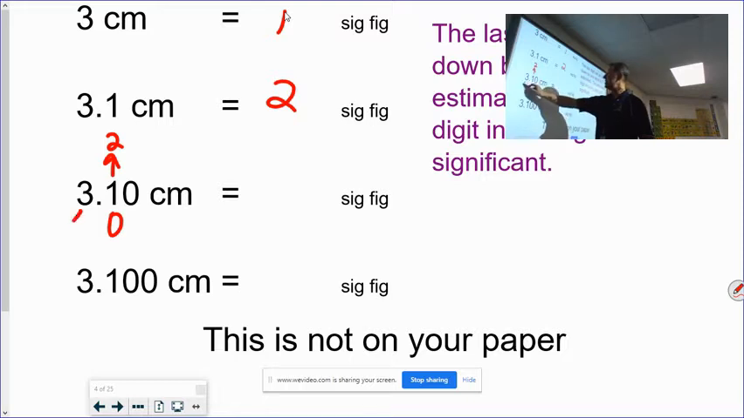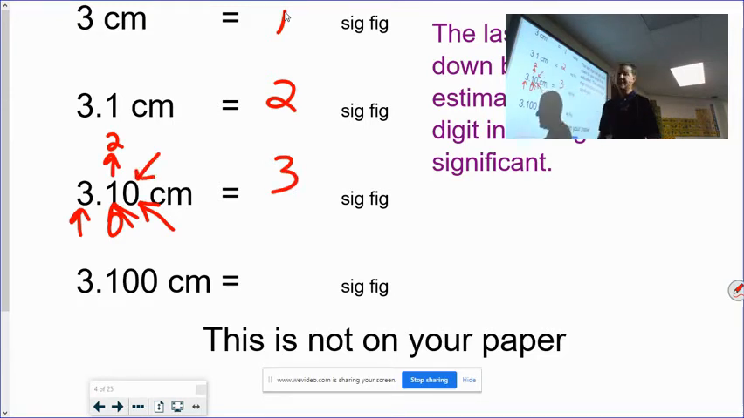So that means this number is significant, this 1 is significant, and this 0, since it is part of the measurement, is also significant. So this has 3 significant digits. Again, this is our estimated digit, and that is considered a significant digit. Same thing goes on for those 2 right there. So this one has 4 significant digits.